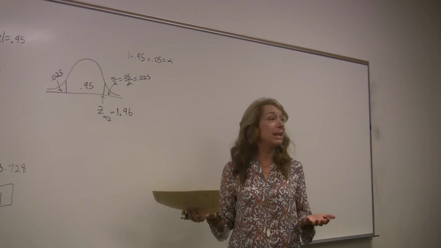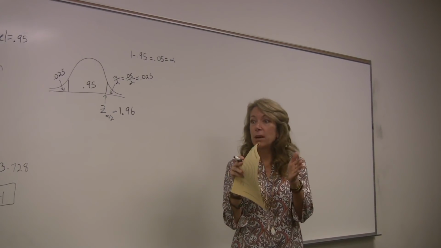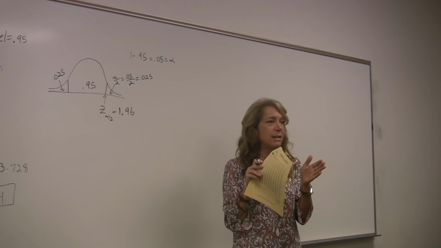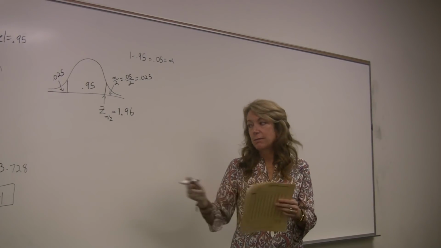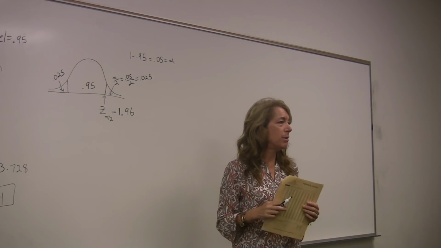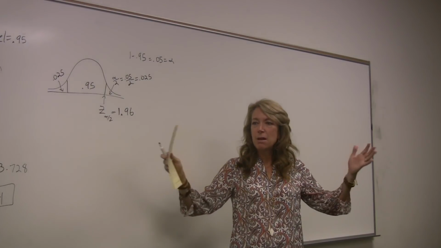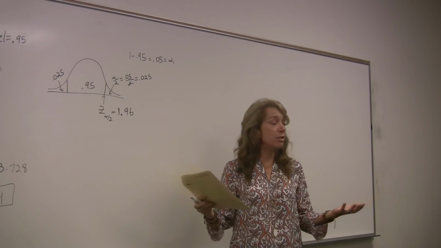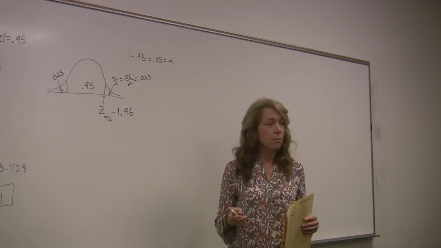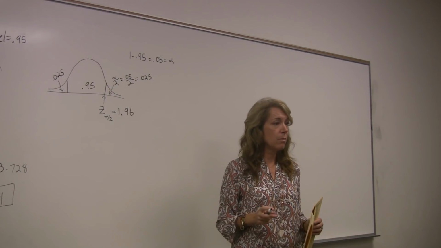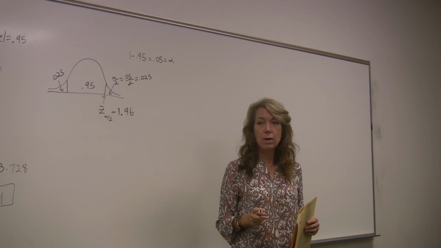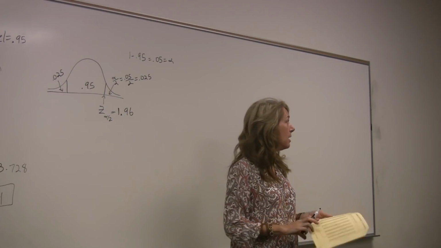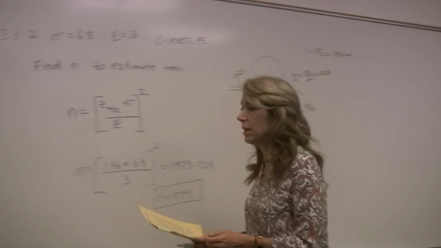So I have to get a pretty big sample if I want to have a narrow margin of error, if I want to have a narrow confidence interval and not be off by much. I better go get a lot of people in my sample. If I sample less people, my margin of error will be wider. The less people, the less precise your answer is. Questions? All right, let's do the third example here.